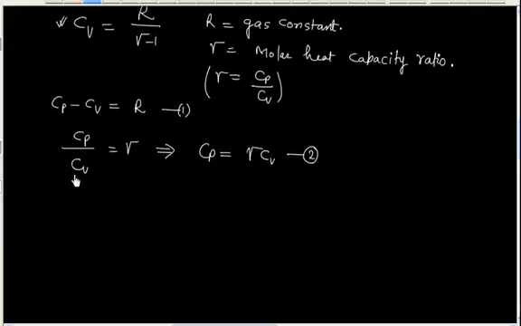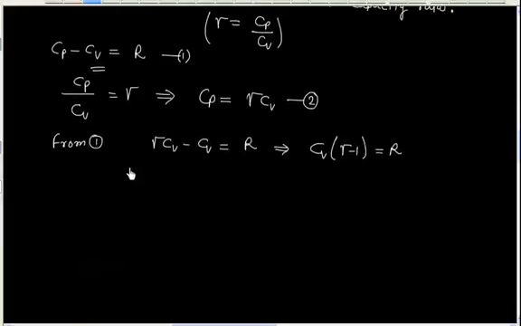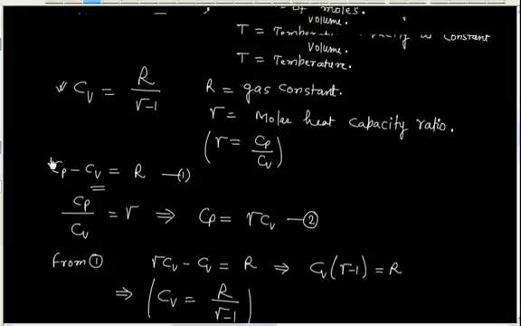So from equation 1, we can write gamma Cv minus Cv equals R. If I take Cv common, we will have Cv times gamma minus 1 equals R. So from here we can write Cv equals R by gamma minus 1. That is the same thing.